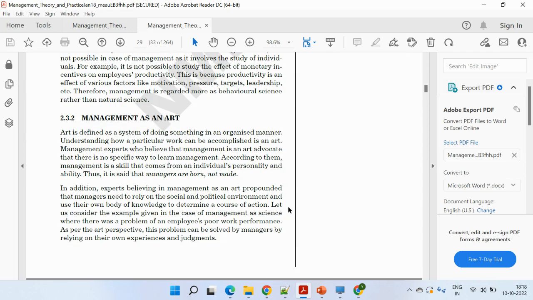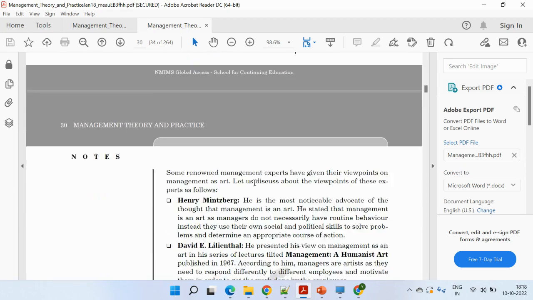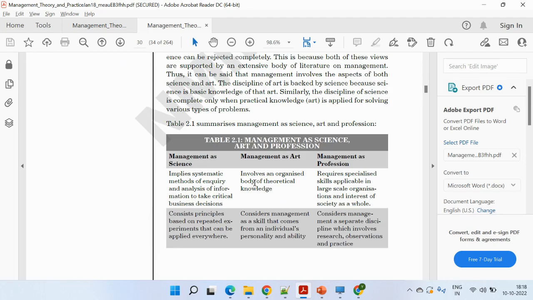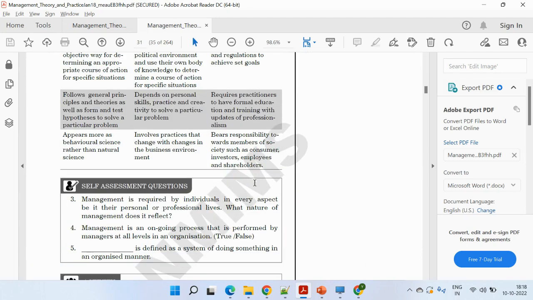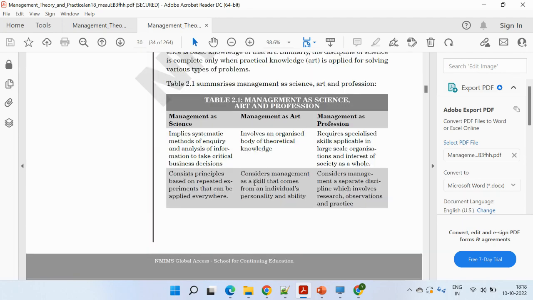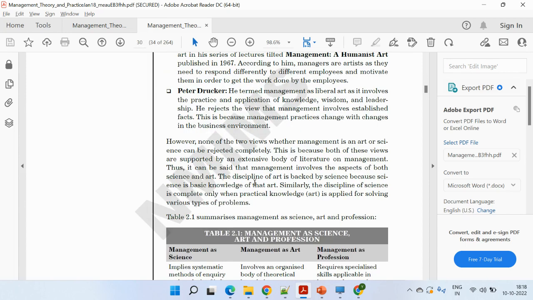After that comes management as an art. Managers are born, not made. You can give a definition and explain how management is an art, and post that you can give an explanation. So management is defined as both art as well as science. Profession has not been asked, so we are skipping that part. We can explain a little bit more about management. It's a combination of science and art.